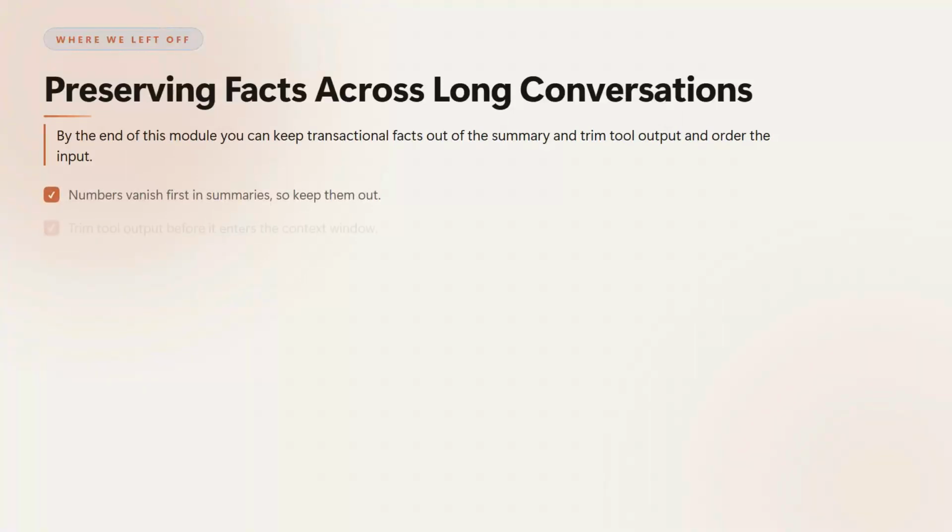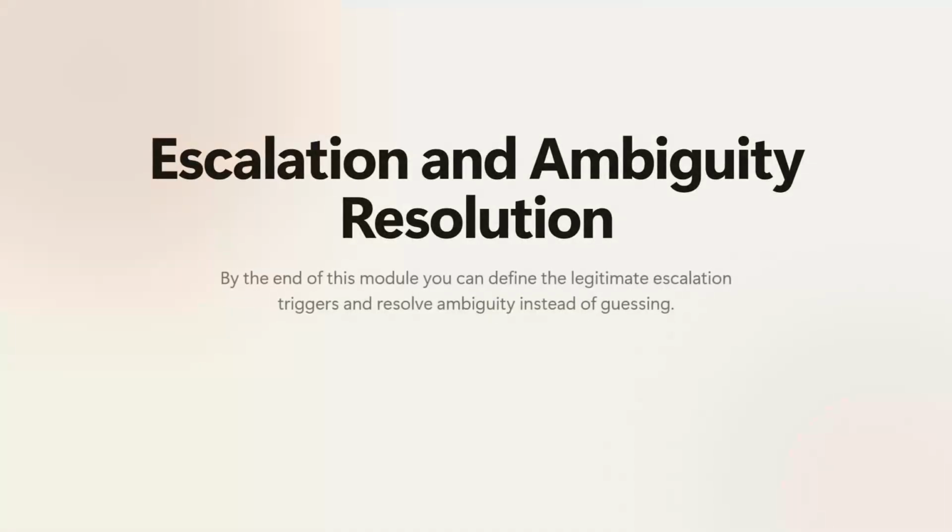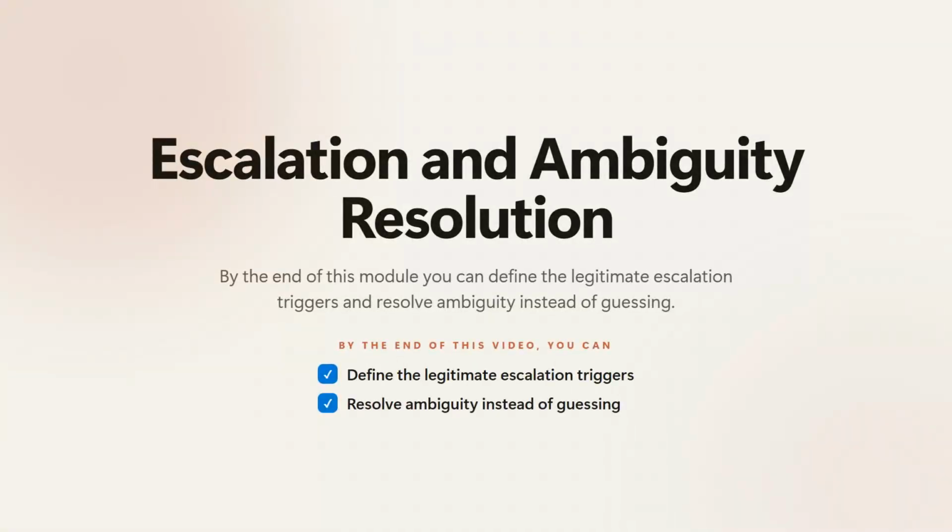Now that you can preserve transactional facts by keeping numbers out of summaries, trimming tool output, and ordering input, it's time to handle situations where the agent can't proceed on its own. This module defines legitimate escalation triggers and shows you how to resolve ambiguity instead of guessing, so your agent knows exactly when to hand off and how to ask clarifying questions. By the end of this module, you can define the legitimate escalation triggers and resolve ambiguity instead of guessing.